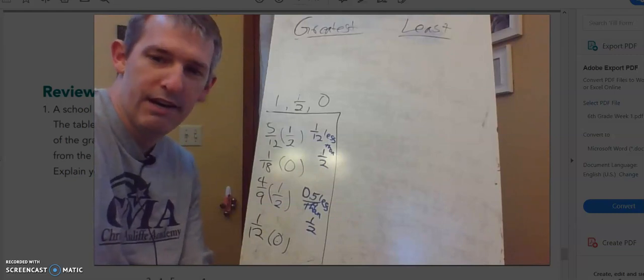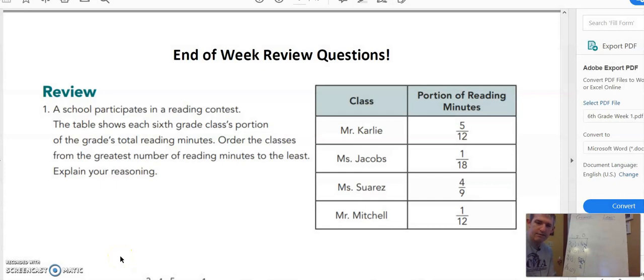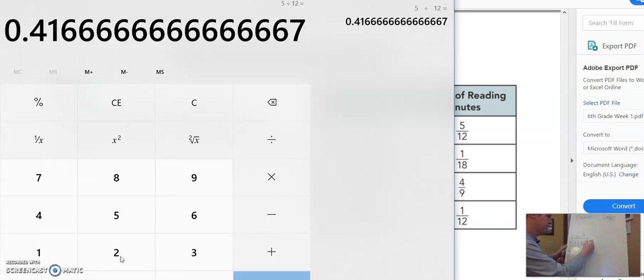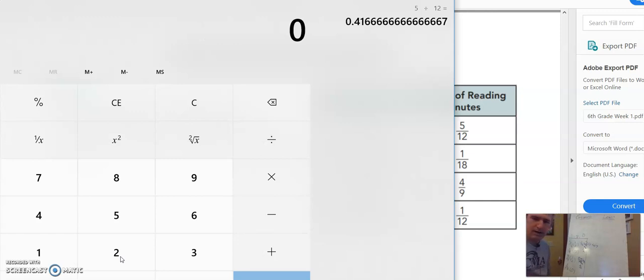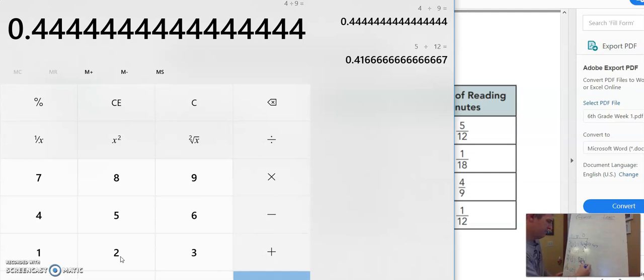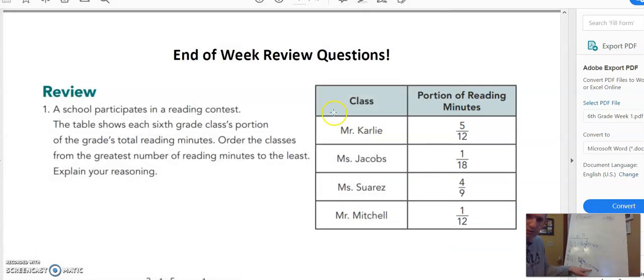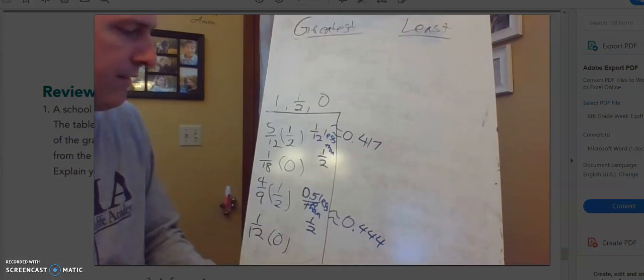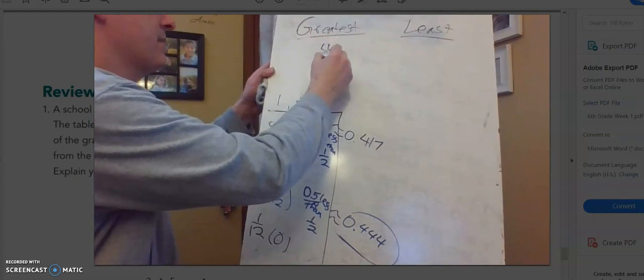Let's go to the calculator. Let's find out. So let's take 5 divided by 12, and I get 0.417. I'm going to round that to a 7. And then I'm going to do 4 divided by 9, and that is 0.44 repeated. So which one's bigger? If I have 0.44444 or 0.417, which one's bigger? I'm going to go with this one. So my 4/9 is my biggest fraction.